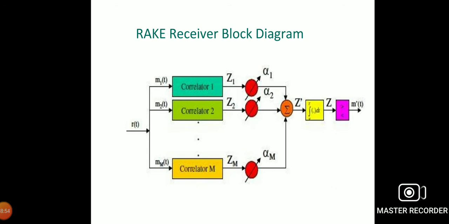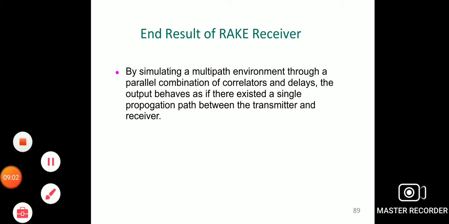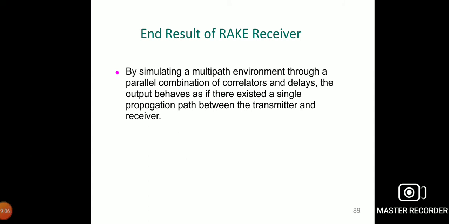Now we can model the result of the rake receiver by simulating the multipath environment through a parallel combination of correlators and delays. The output behaves as if there existed a single propagation path between the transmitter and the receiver.